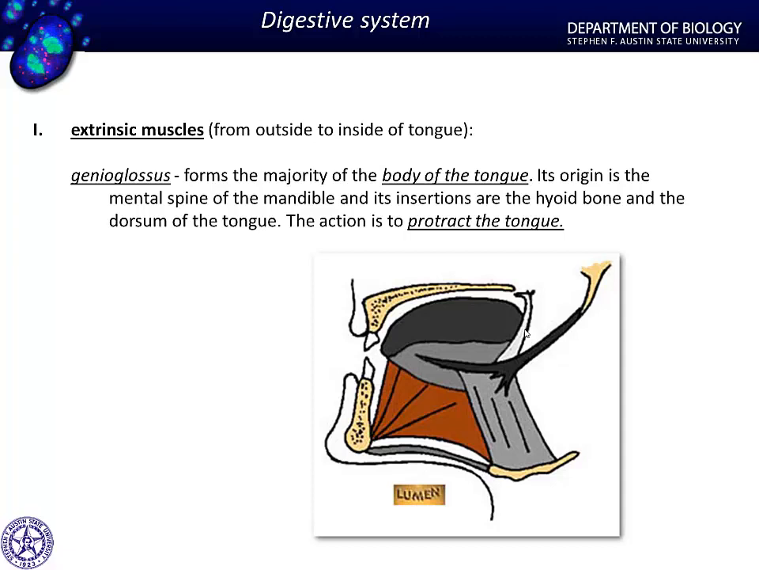Its origin is on part of the mandible, and its insertions are on the hyoid bone, and to a limited extent, the dorsum of the tongue. And it's the genioglossus that's going to allow us to protract the tongue. And if you can't remember some of these actions, protraction is where we're going to extend this away. So sticking out your tongue is protracting the tongue, and that's a function of the genioglossus muscle.